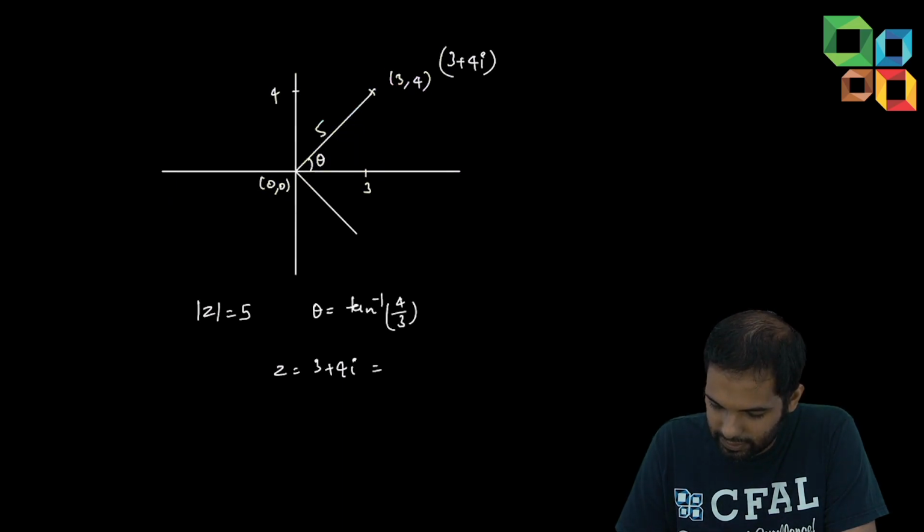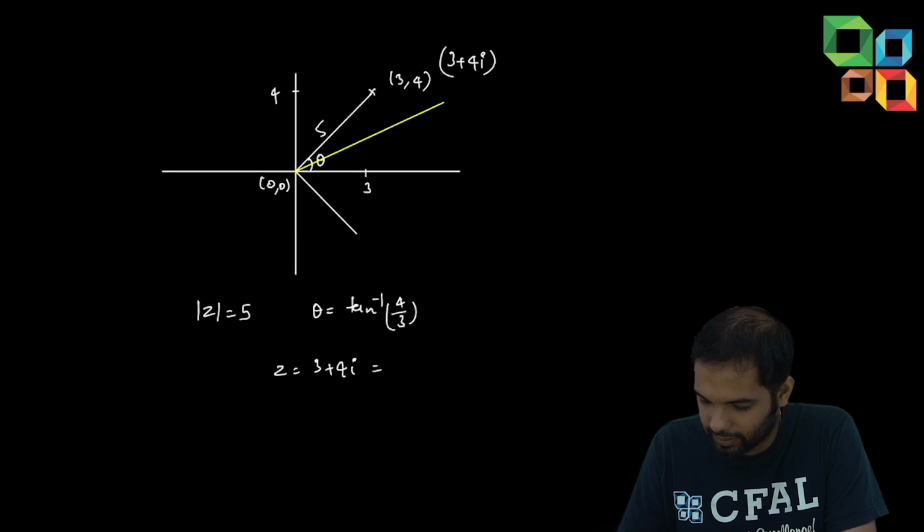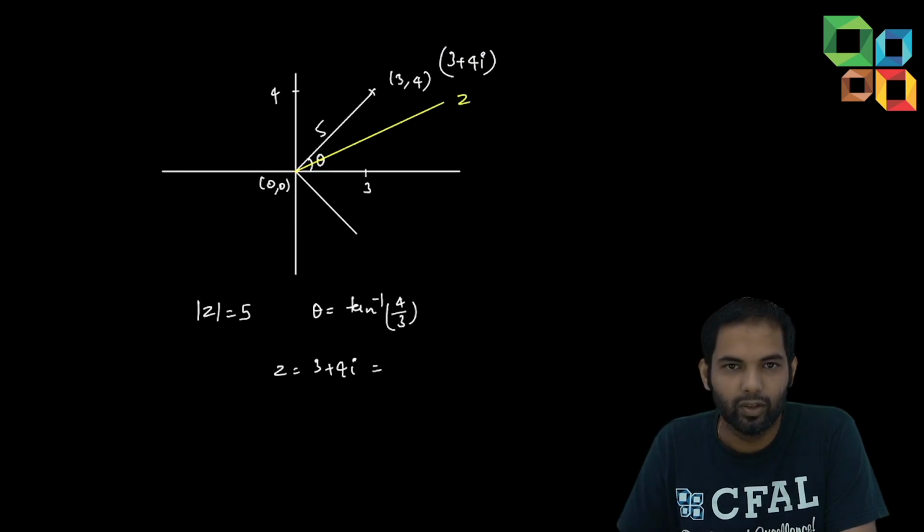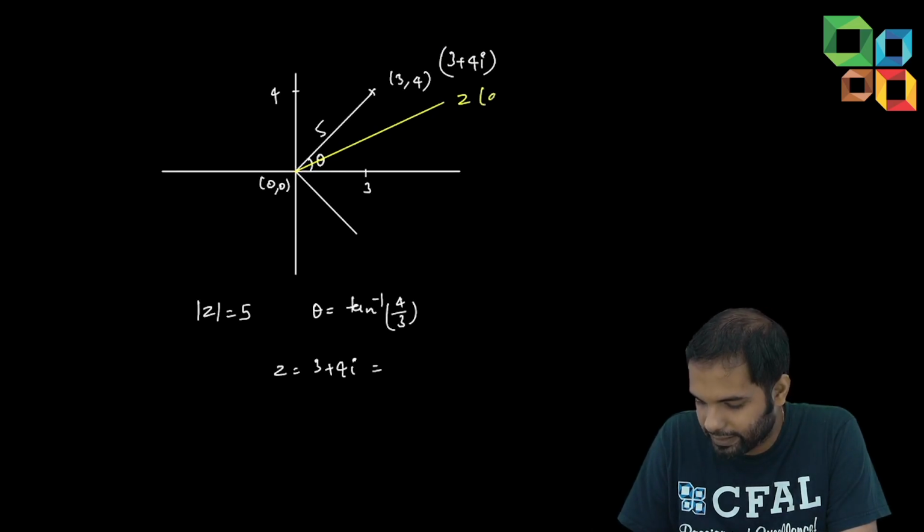Let me keep it as 5 itself and take some other complex number. Let's say this random complex number here. This is z. I don't know what the coordinates are, so I'll write it as a plus ib.